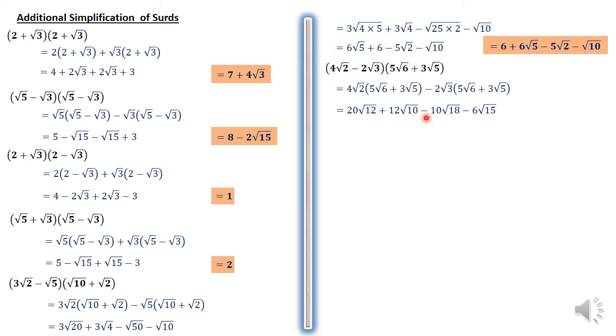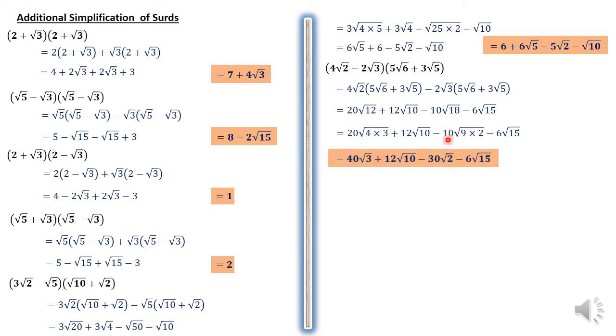Again, root 12 and root 18 can be simplified further, as indicated by this bracket, this root and this root here. The square root of 4 is 2, so we multiply 2 with 20 to get 40, and the square root of 9 is 3, so we multiply 3 with 10 to get negative 30. And therefore we have it this particular way, and that is our answer.